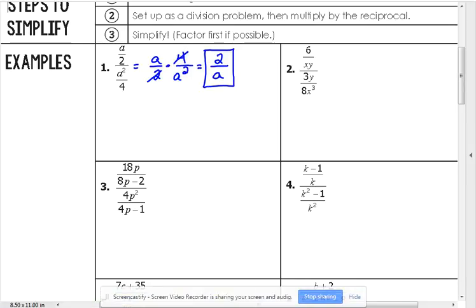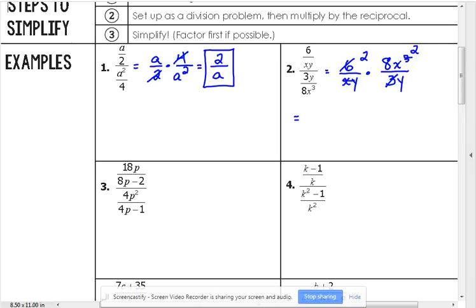Okay, so let's do the same thing with number 2. Keep the top one the same. Flip the bottom one over, and it becomes multiplication. Okay, top stays the same, flip the bottom one over, and we multiply. So let's see what we can simplify. We've got 6 over 3. I'm going to try and write this here so I don't get confused. That leaves us with a 2 in the numerator. X cubed over x becomes x squared in the numerator.